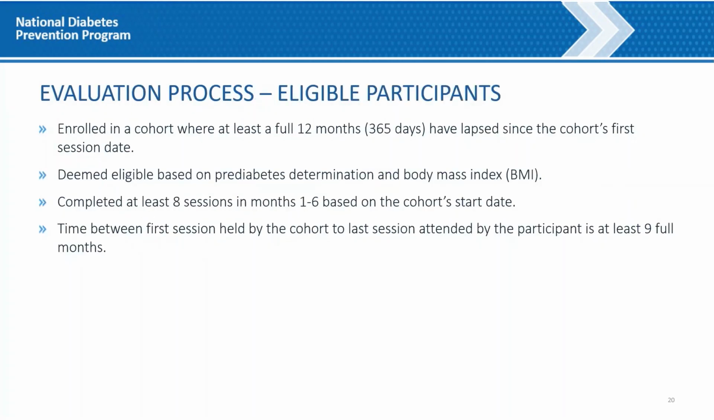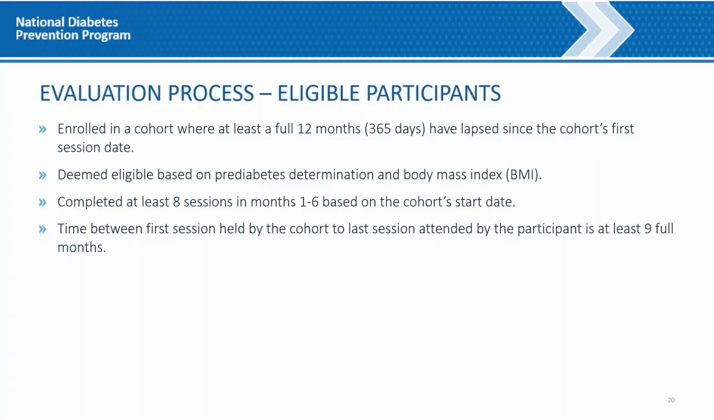Evaluation process, eligible participants. Participants will not be considered for evaluation until at least a full 12 months, 365 days, have lapsed since the cohort's first session date. Multiple cohorts will be evaluated together if they started in the same 6-month period, which the DPRP refers to as a sequence.